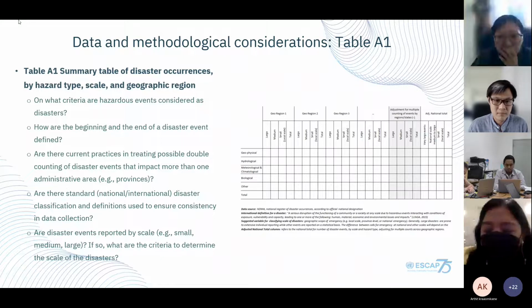How to reconcile them? This is something that, of course, we need guidance from the ESCAP TWG. So this is the first one.